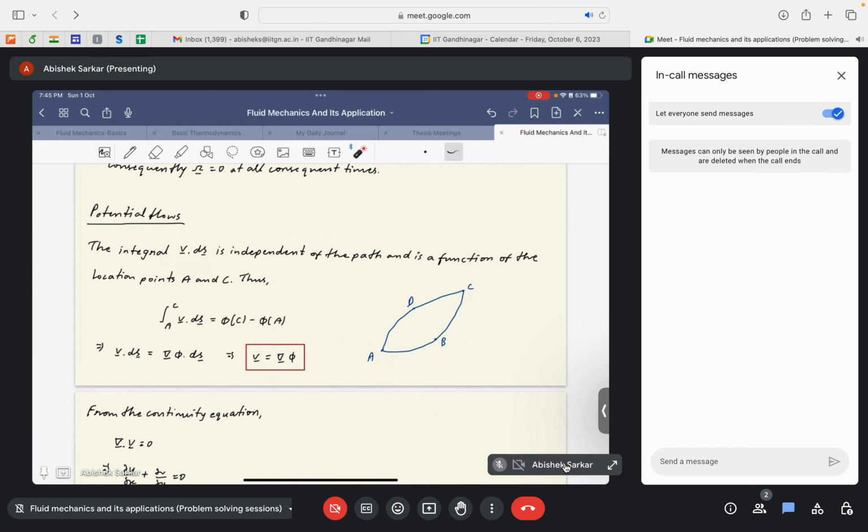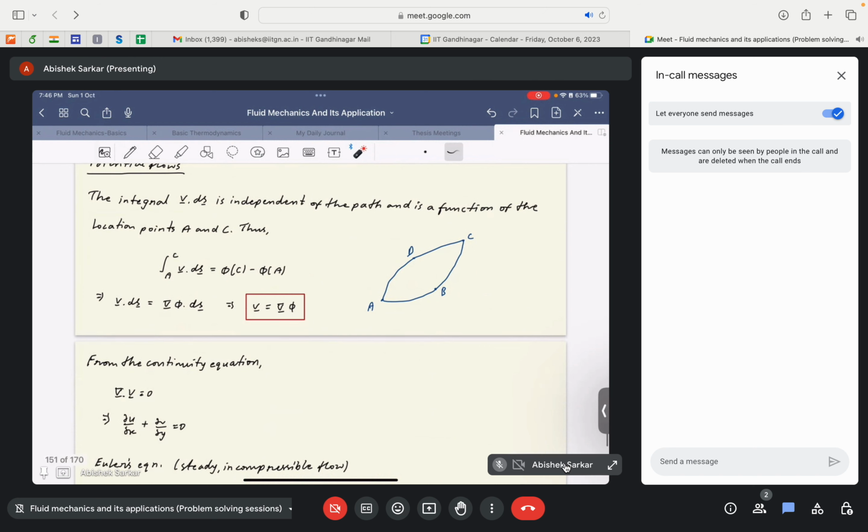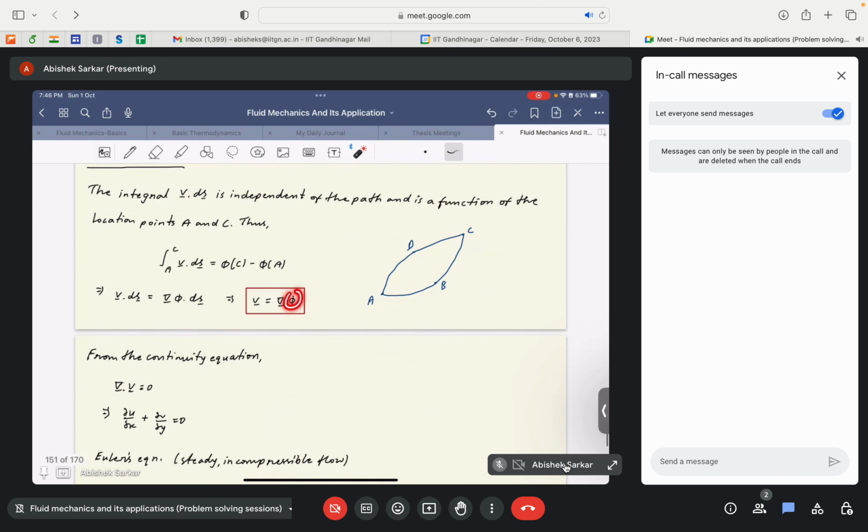So this integral would basically be equal to the value of the function at point c minus the value of the function at point a, and this is only possible when we can represent the velocity vector in the form of a gradient of a scalar. Okay, so v would be equal to the gradient of a scalar, say phi, and this scalar phi that we get is termed as the potential function. Okay, potential function.